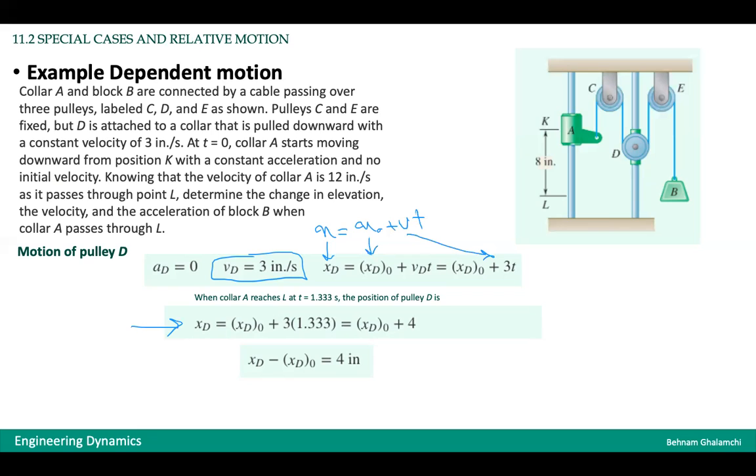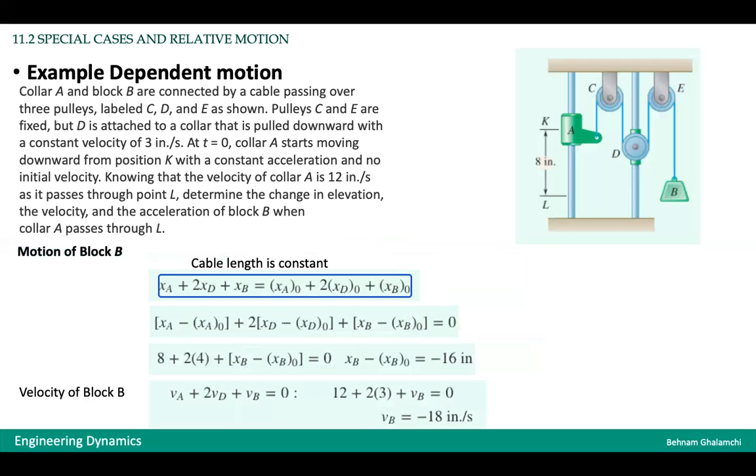And what is the value of t we would like to find? You remember in a previous slide, I said that collar A is passing from point K to L in 1.3 seconds. This is the time that we found. So we can simply update this time here, and we end up with this equation. Since we have two unknowns, I'm just putting XD and the initial value XD0 on the left-hand side. Just keep it as this: equal to 4 inch.